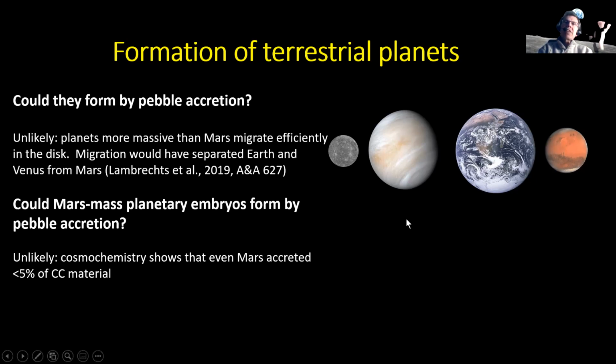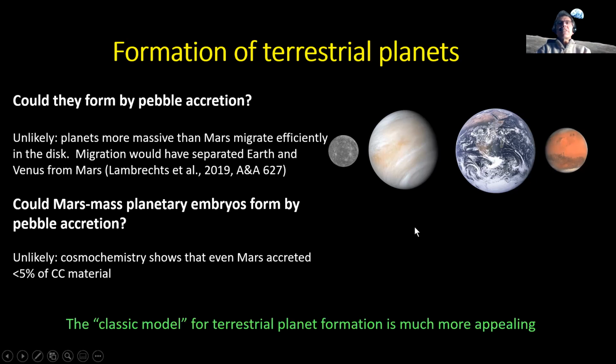So I do think, not everybody agrees with me, but I think these arguments are very strong, that the classic model for terrestrial planet formation, which was envisioned well before pebble accretion was designed, is much more appealing. So what is this classic model about?